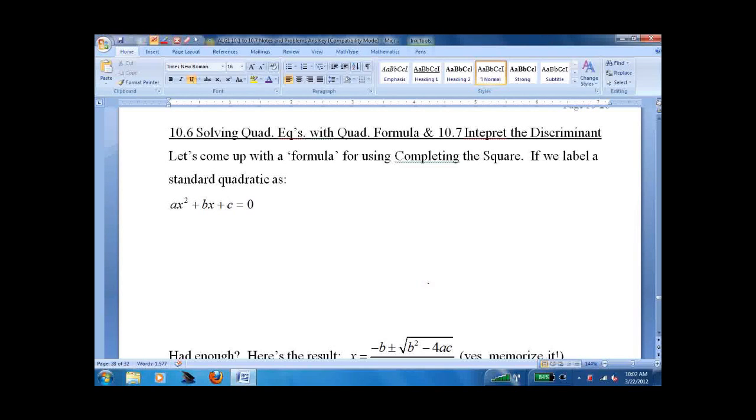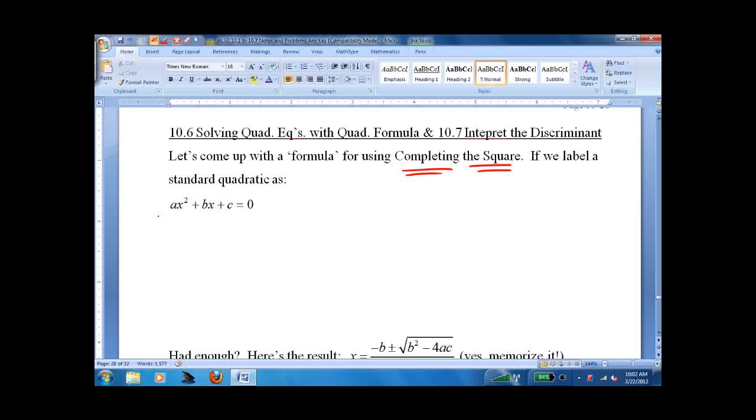Lesson 10.6, solving quadratic equations with the quadratic formula. And we'll also touch on lesson 10.7, interpreting the discriminant. We did completing the square last lesson. Pretty neat stuff, but perhaps we could set up a process where we don't have to go through all those steps, because it is complicated.